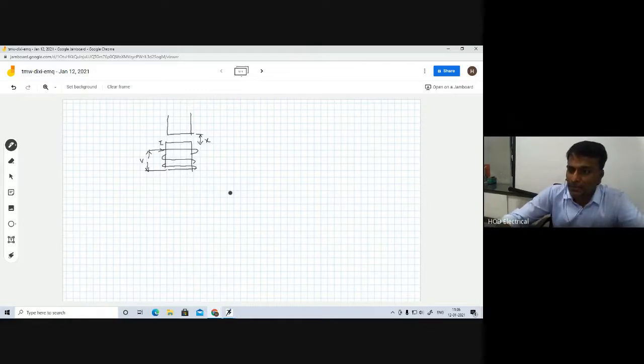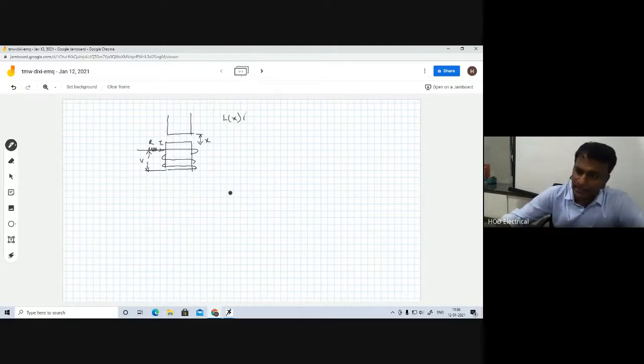Based on the distance, the inductance will change. That is why we write the flux linkage as L of x into I. Now assume in this circuit we have one resistance as well, the resistance R.